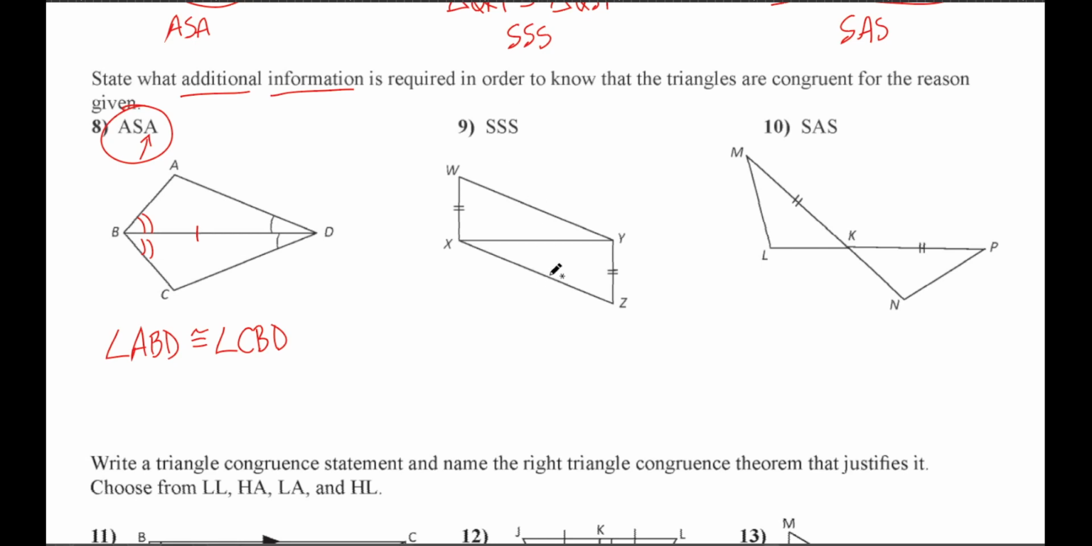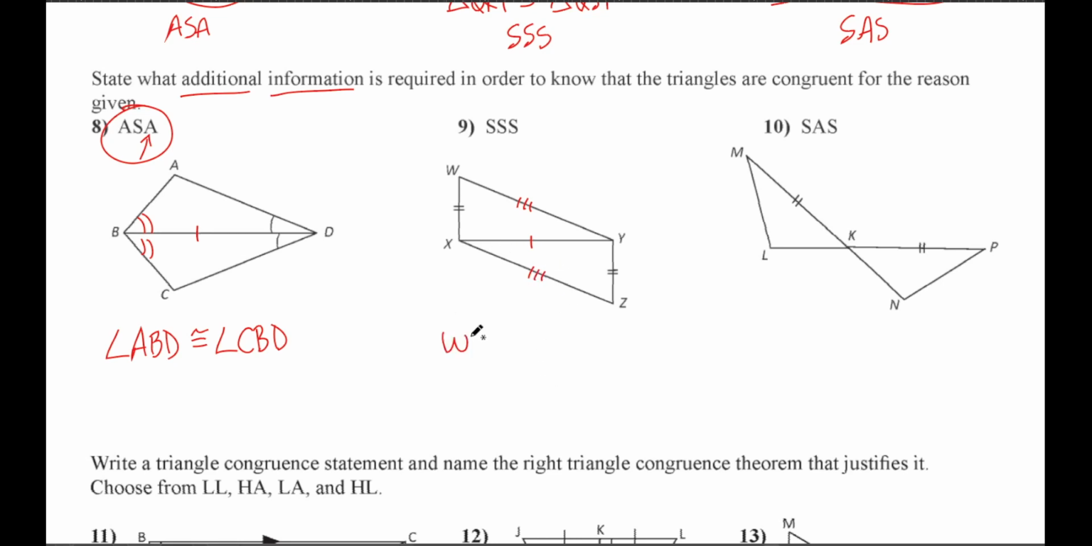Side, side, side. Well, what side do I already know? It's not marked, but I can look at it and tell you exactly, the XY. That's right. So that one right there. Now, there's another thing that I don't know, but look, I want to show that they're congruent because of what? Side, side, side. Well, there's one side. There's my second side. What's my third side? WY, and what else? There's my side, side, and third side right there.